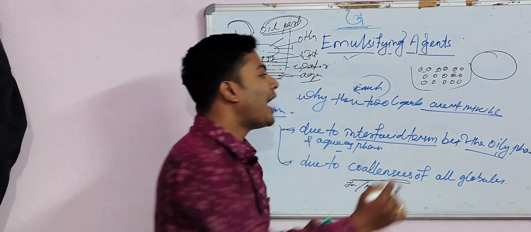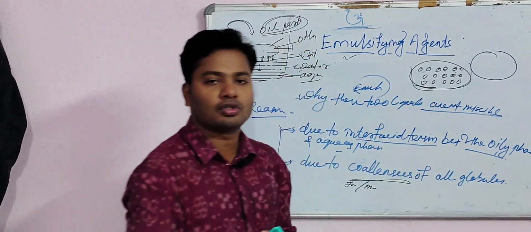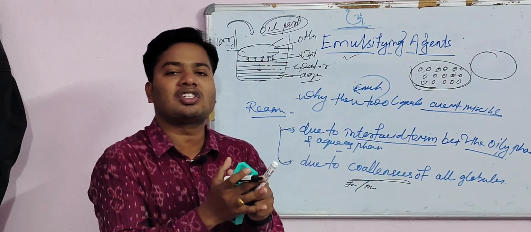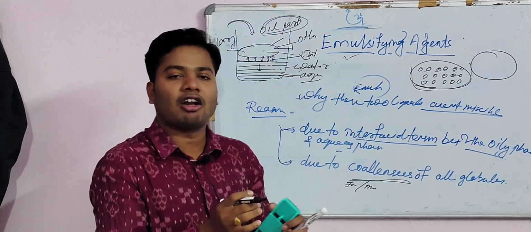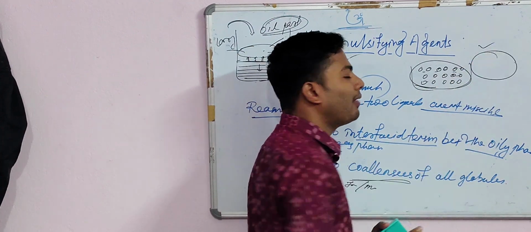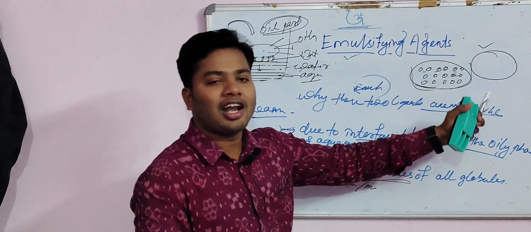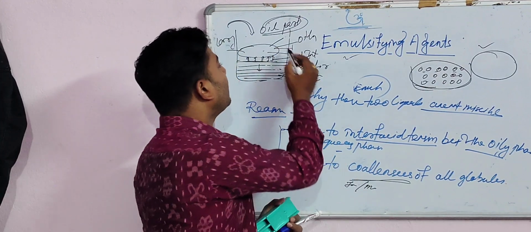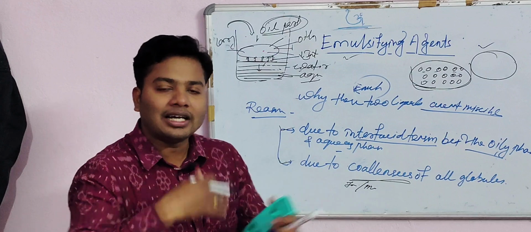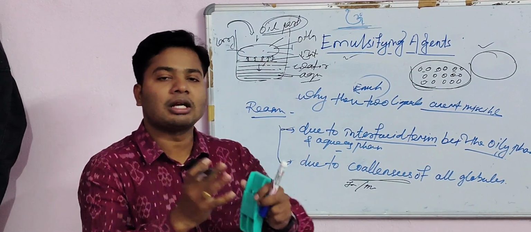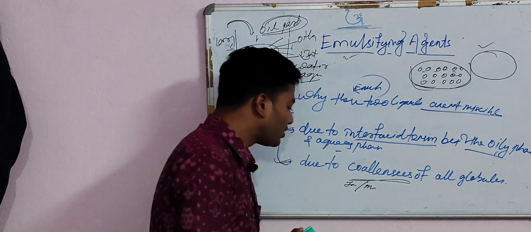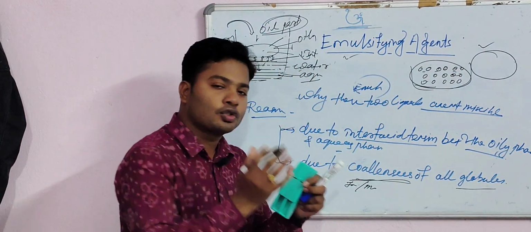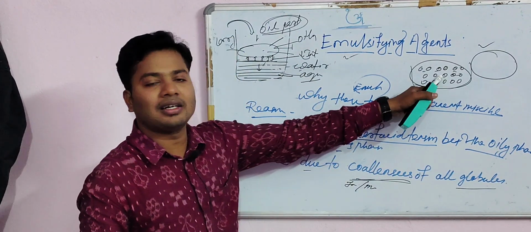So when I prevent the recoalescence, that is, when I prevent the merging of each and every globule, definitely it cannot form large globules, and it cannot lead to separation. In that time the oily phase and aqueous phase remain miscible, and it forms a stable emulsion. So the second problem is solved.